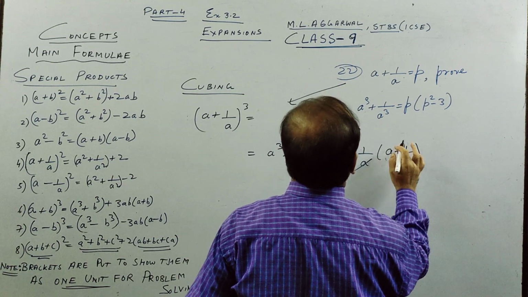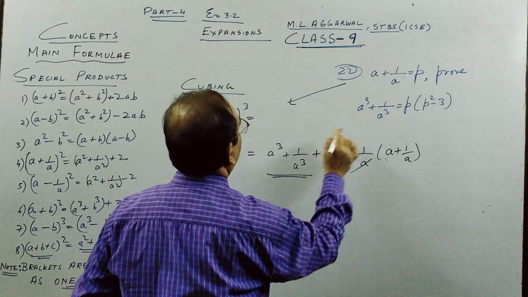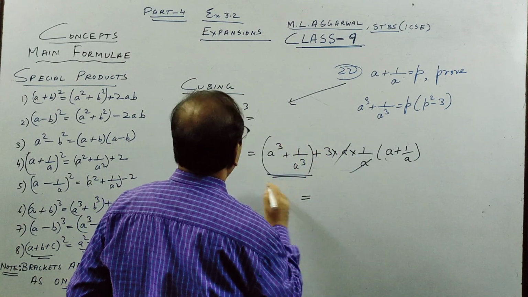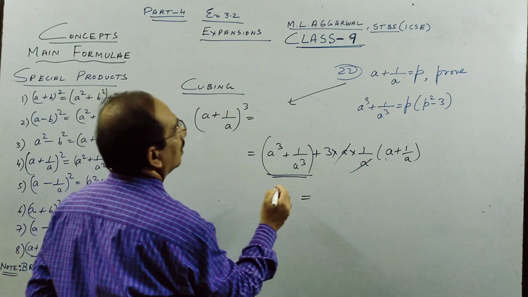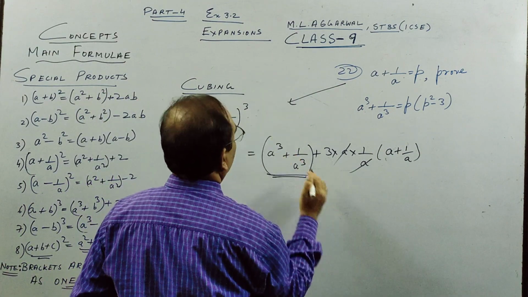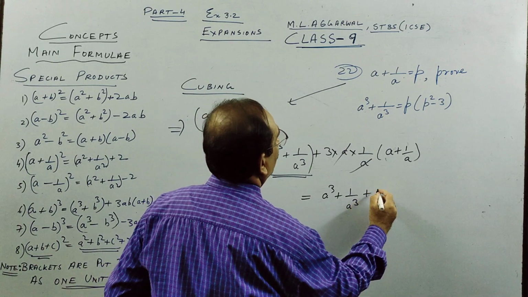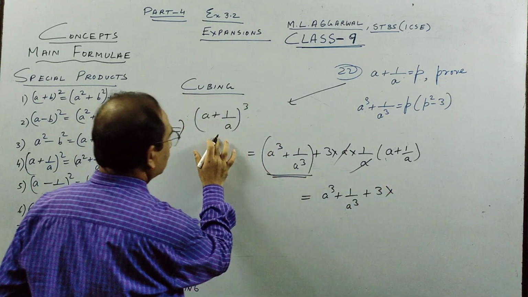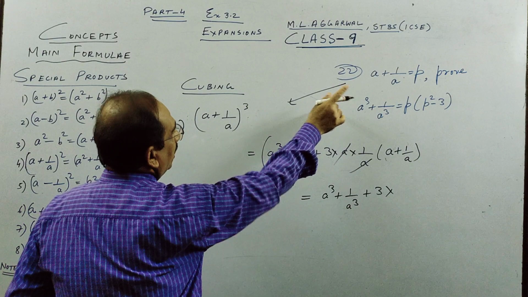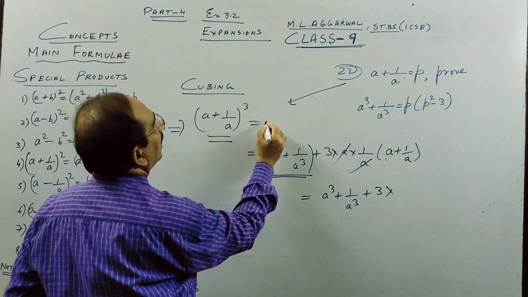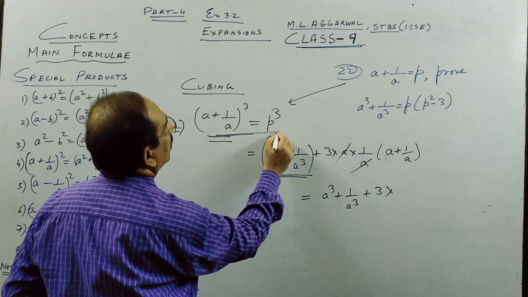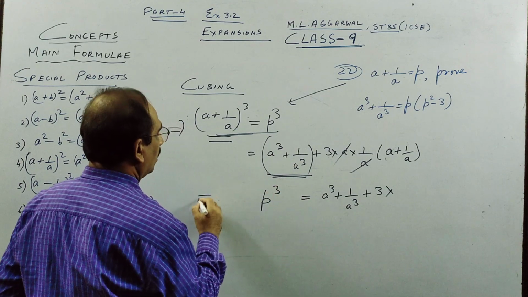Alright. So this is what we have to find, children, you have to see. So keep this side. Okay. So a cube plus 1 by a cube plus 3. So this side you see a cube plus 1 by a cube. So this full thing, as I was showing, is p cube. So write p cube here.